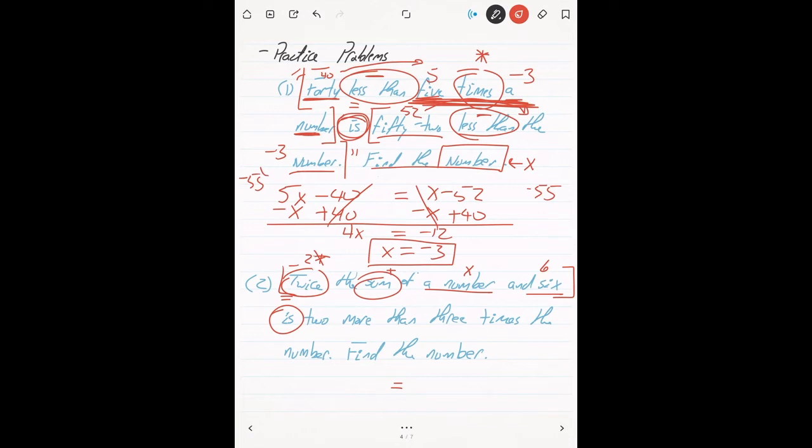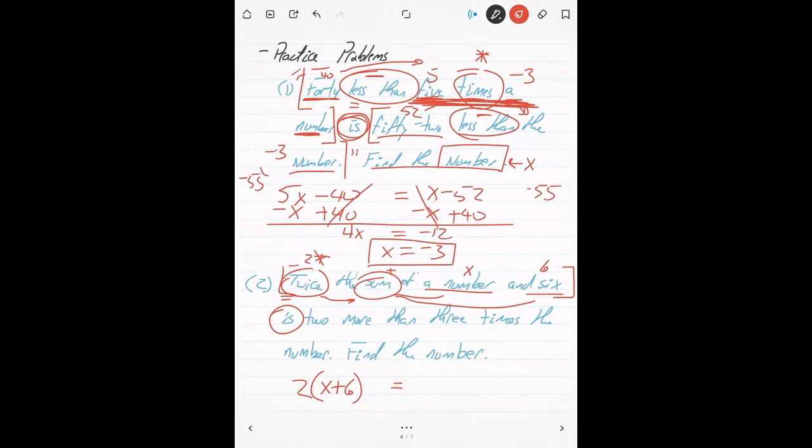Twice the sum of a number and 6. Twice the sum. We are being asked to multiply the sum by 2. And we're being asked to add together the number and 6. And we're being asked to double what that sum is. That means wrap the sum in parentheses and then multiply it by 2. When we're asked to do two operations, these are what I call embedded operations, where you're asked to do one first and then the other.